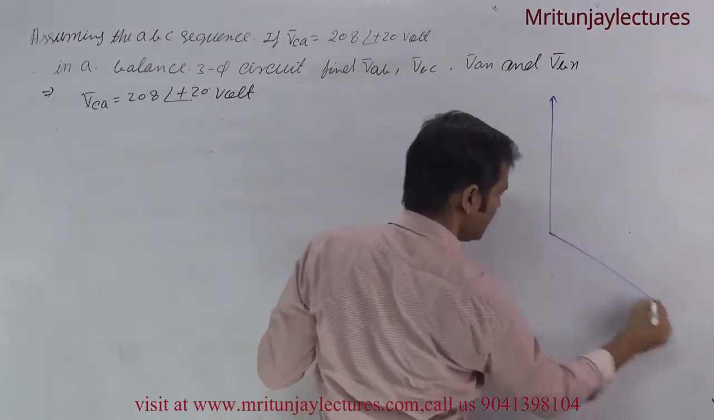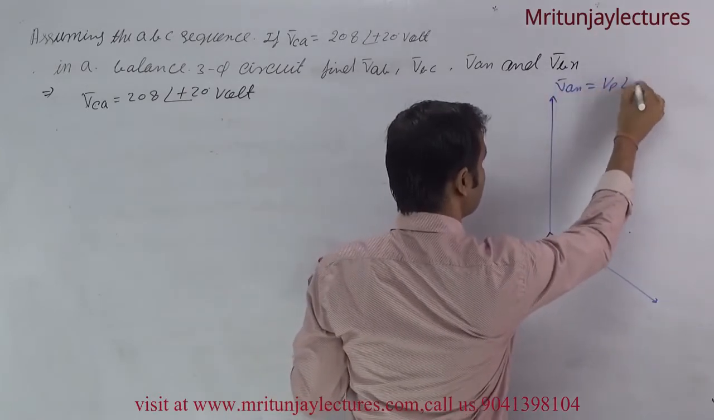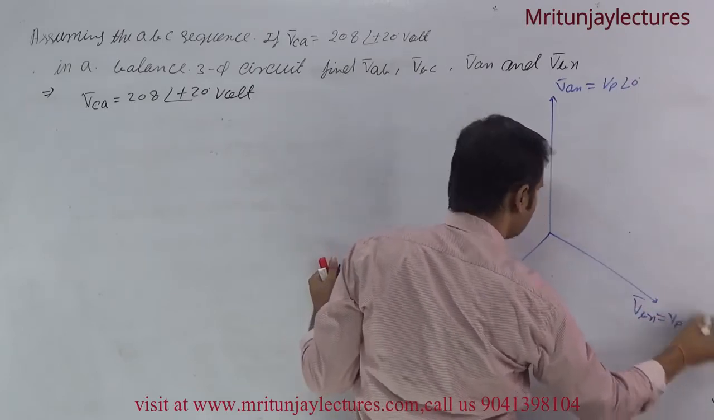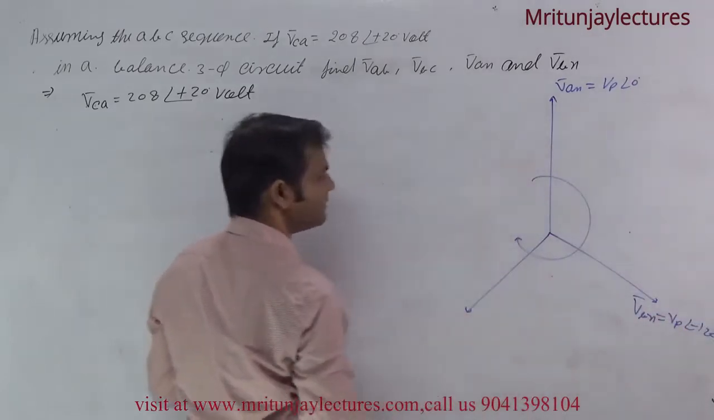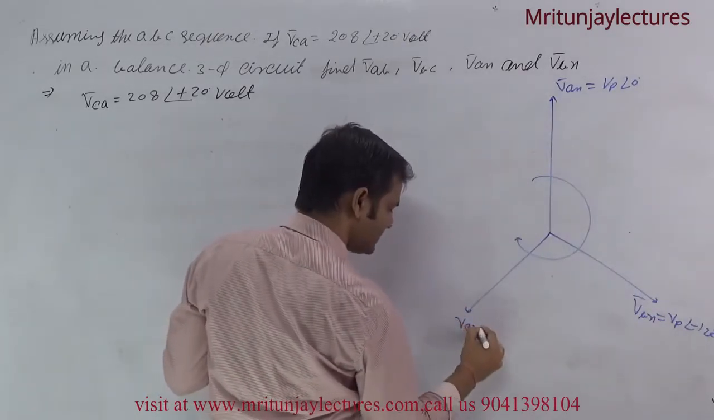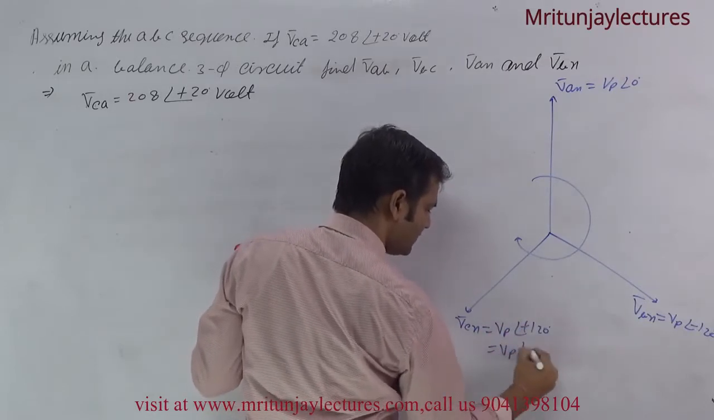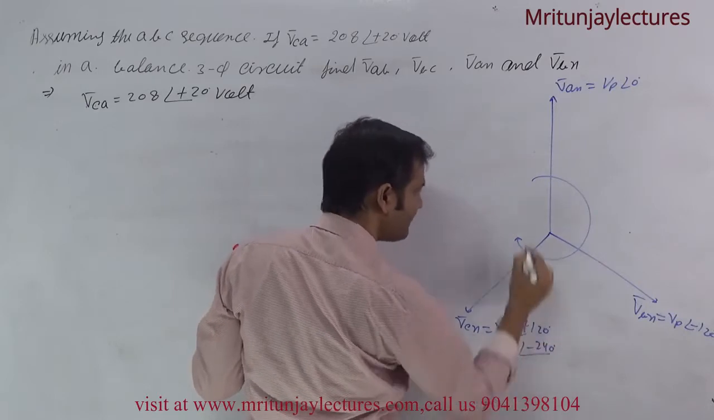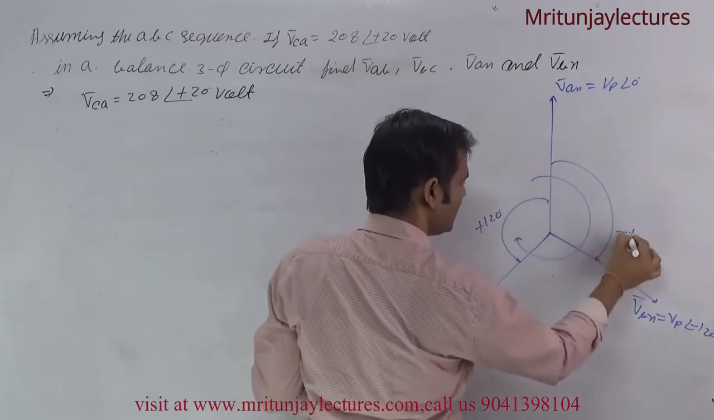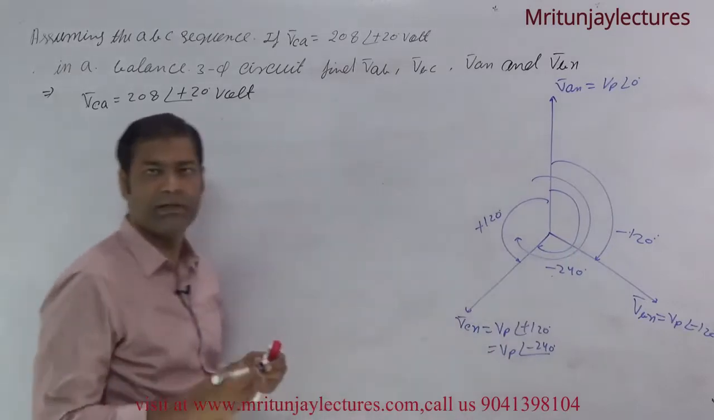If AN is VP at the angle 0, what about BN? VP at the angle minus 120, corresponding to phase sequence ABC. If the phase sequence is ABC, then A, B, C are represented like this, clear? Plus 120, or you can say VP at the angle minus 240, clear? Corresponding to this one plus 120, this one minus 120, and this one minus 240, clear?